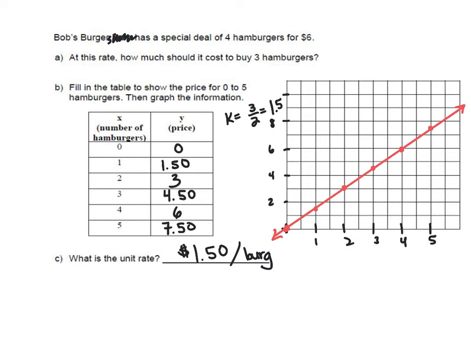Okay, did we answer all our questions? At this rate, how much did it cost to buy 3 hamburgers? So 3 hamburgers were $4.50. We filled in the table and we answered the unit rate. We're good. Actually, I lied. Even though it didn't ask, I do want to put the direct proportion equation, which would be y = 1.50x. Now notice I took the 0 off just to make it cleaner. If you put 1.50x, it's the same thing, right?